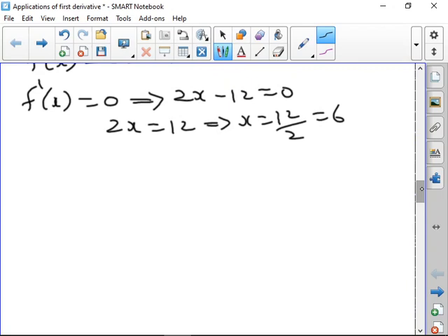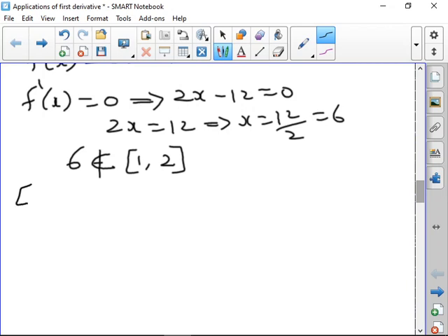But see here, என்ன interval கொடுத்திருக்காங்க? Closed 1 comma 2. So this 6 does not belong to 1 comma 2. அதனால 6 யூஸ் பண்ணி நம்ம absolute maxima minima கண்டுபிடிக்க முடியாது. Okay, so it has no critical numbers.